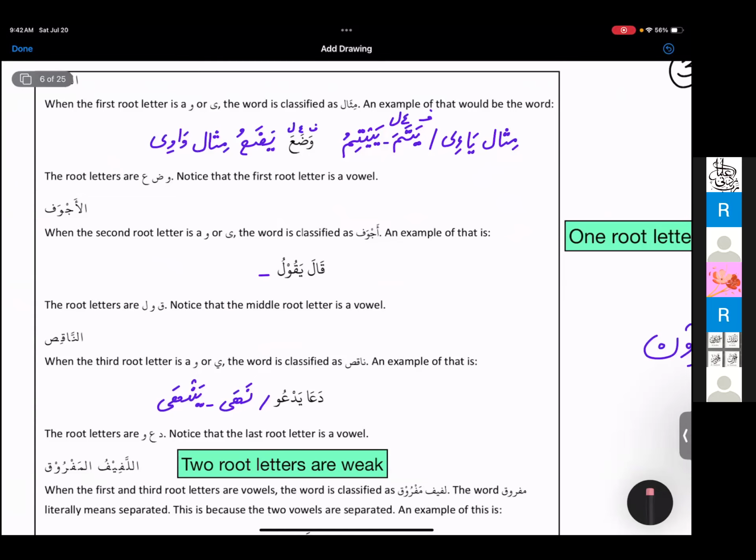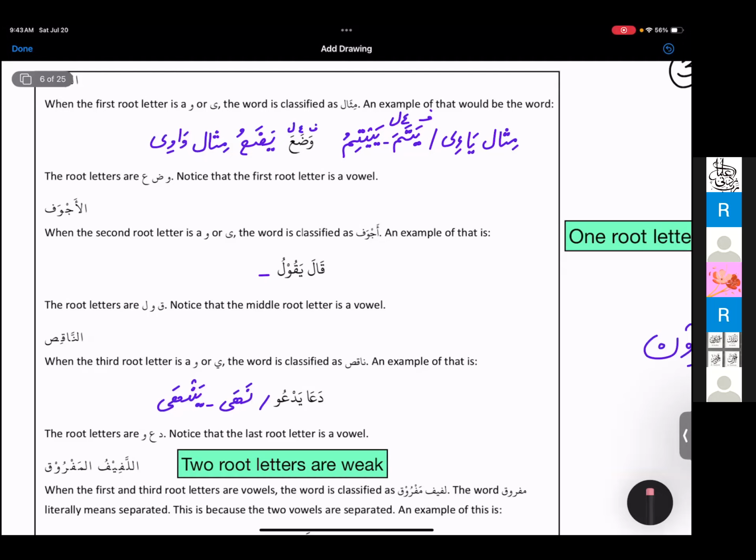Now comes our middle root letter, our ain kalima. When the second root letter is either waw or ya, the word is classified as ajwaf. I said that misal means that this is similar to a regular verb. This is the example of a regular verb, so not much change is going to occur in there.